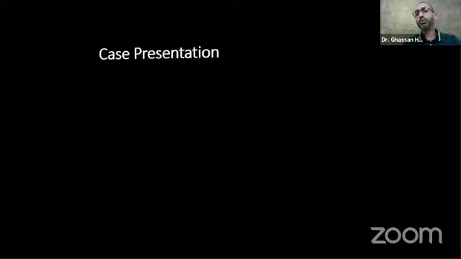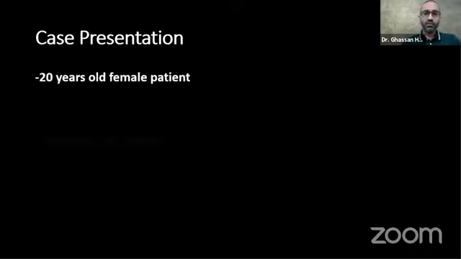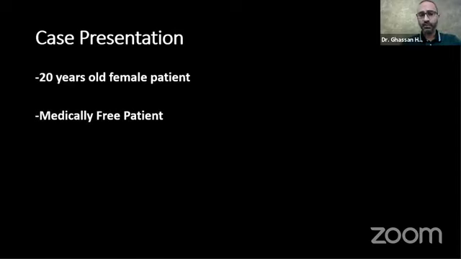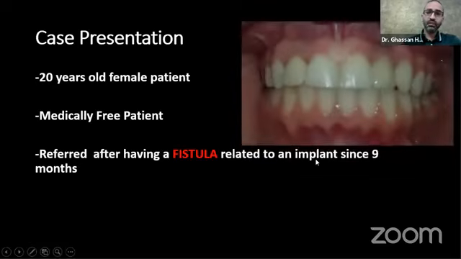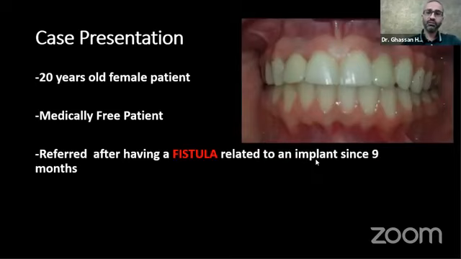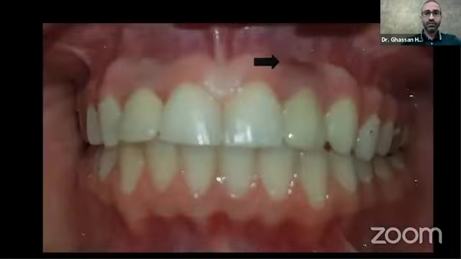Now we will start with the first case. A 20-year-old female patient, medically free, referred to us after having a fistula related to an implant for 9 months. This is how it looks at the first visit. Here we can see the fistula area above the upper left lateral. This is the area of the fistula.